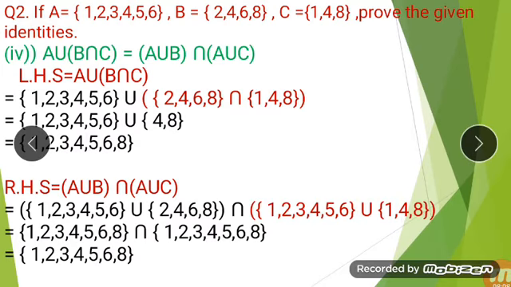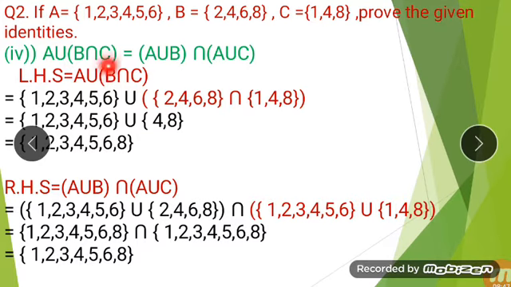We have here question number 2. If set A has the elements 1, 2, 3, 4, 5, 6, and set B has the elements 2, 4, 6, and 8, and set C has the elements 1, 4, 8, then we have to prove the given identities. Here we are going to prove the properties of union and intersection. So let's see which property this is. The distributive property of union over intersection. First here is union, then intersection, so this is known as the distributive property of union over intersection. So it will be A union (B intersection C) equal to (A union B) intersection (A union C). So we are going to prove this.